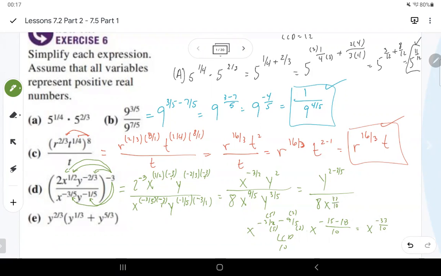33/10. And make sure you guys know that is an exponent. So, 33/10. All right, I'm going to leave that work there and just title it. All right, and then this last part, we would need an LCD of just 5. So that would give you y to the 10 minus 3/5, leaves us with y to the 7/5 over 8x to the 33 over 10.